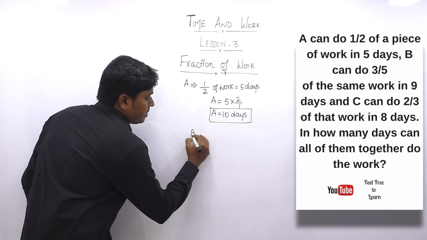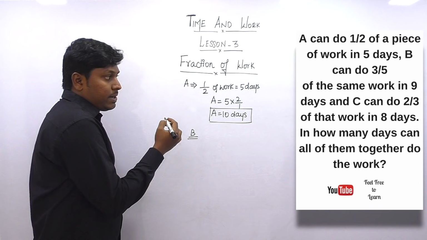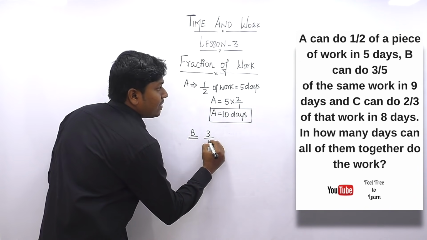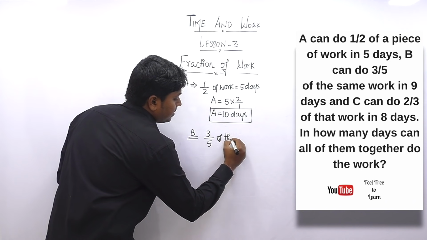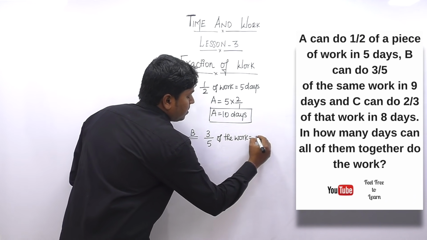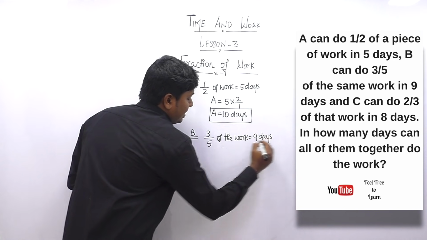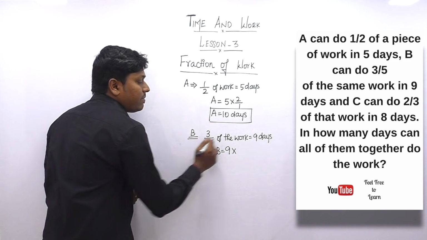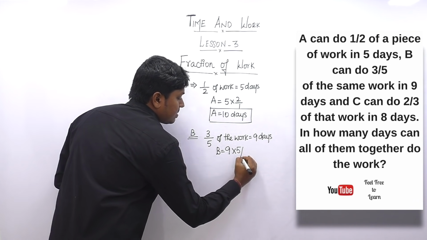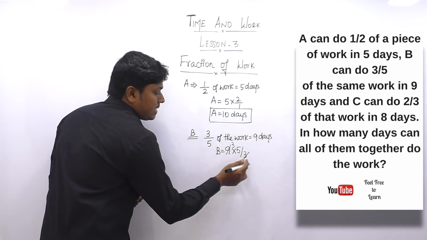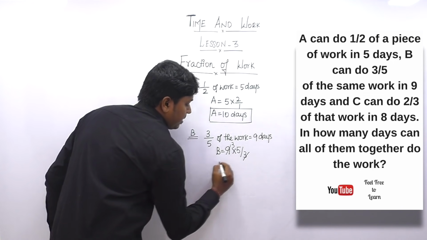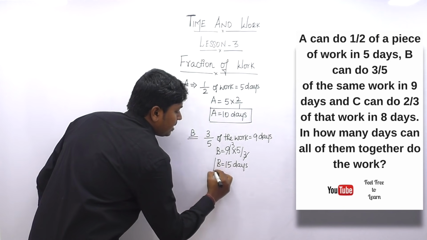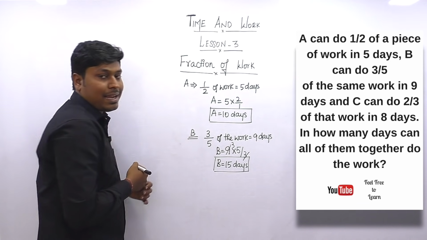Second point, the second person is B. So B can do 3 by 5 of the same work in 9 days. So B is doing 3 by 5 of the work in 9 days. So we can say that B alone to complete a job is 9 into, when you bring this 3 by 5 towards the right hand side, the reciprocal, which is 5 by 3. So you can cancel 3 times, 5 into 3 will be 15. So we can say that B alone took 15 days to complete a work, but he did only 3 by 5 of the job in 9 days.